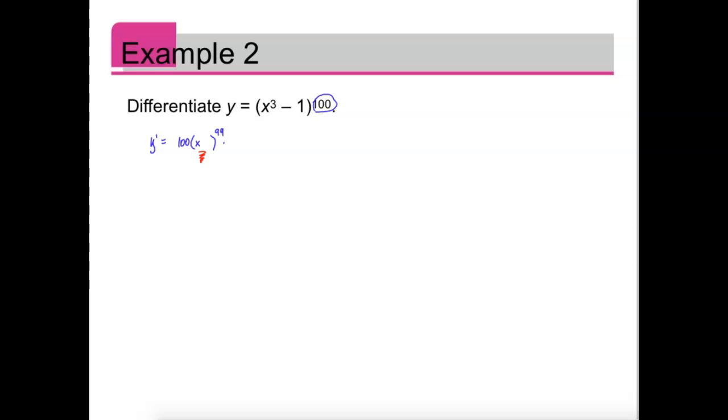Remember, it's f prime of g of x times the derivative of the inside function. Derivative of x cubed minus 1 is just 3x squared. To simplify this, I can just multiply the 3x squared to the front, so then I have 300 x squared times x cubed minus 1 to the 99th power.